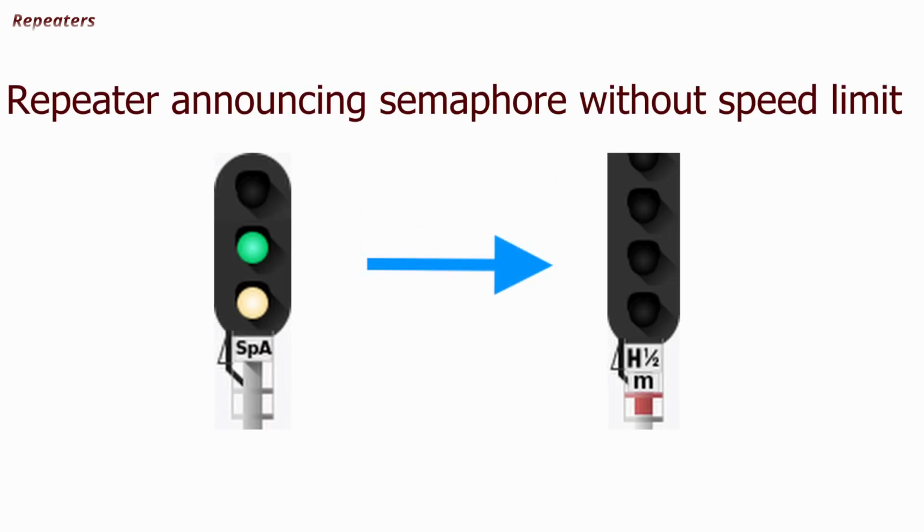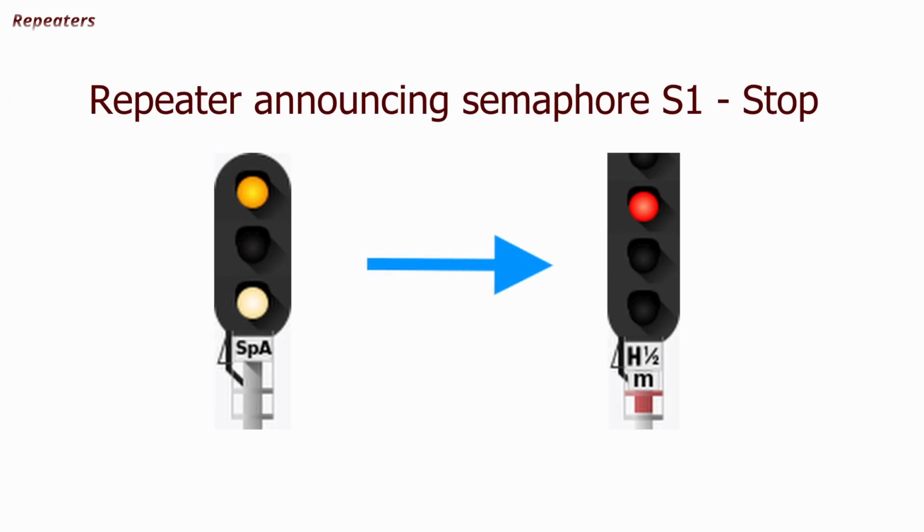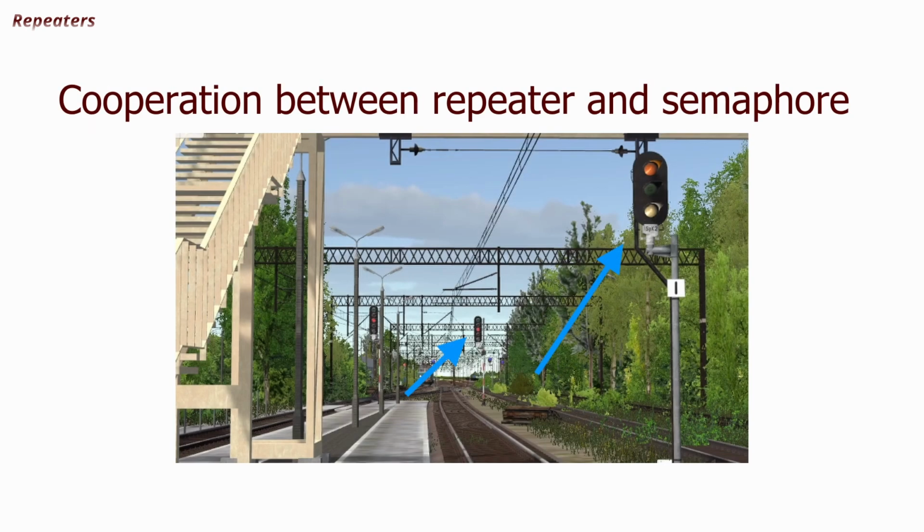For example, a repeater with green and white lights will warn about the approaching semaphore, allowing you to drive at the highest possible speed. White, orange and white light will warn of the approaching semaphore S1 stop. In this video, we see a repeater indicating that the S1 signal is next. The semaphore will change in a moment, which will change the repeater announcing it. There was a change in the semaphore and also a change in the repeater.